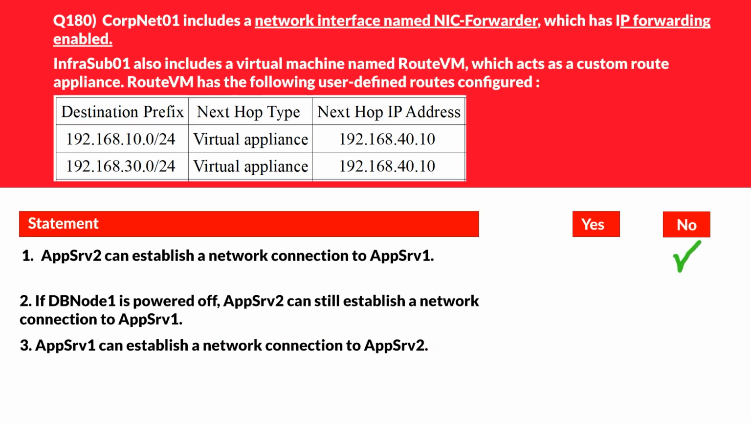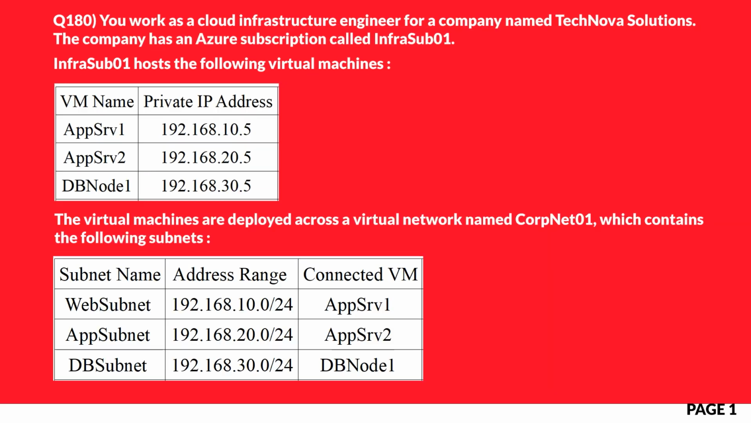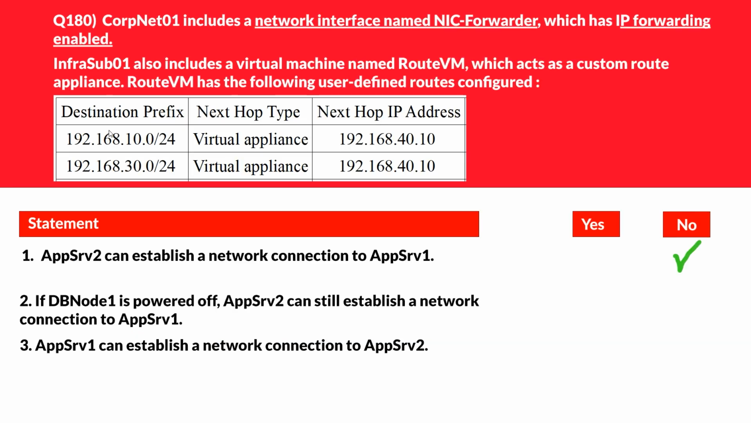Now let's move on to statement 2. It says if DB node 1 is shut down, app server 2 can still establish a network connection to app server 1. So let's go back. If you look here, DB node shutdown doesn't affect routing. App server 2 still lacks a valid path to app server 1. Therefore, the answer is no again, for the same reason, just like statement 1.